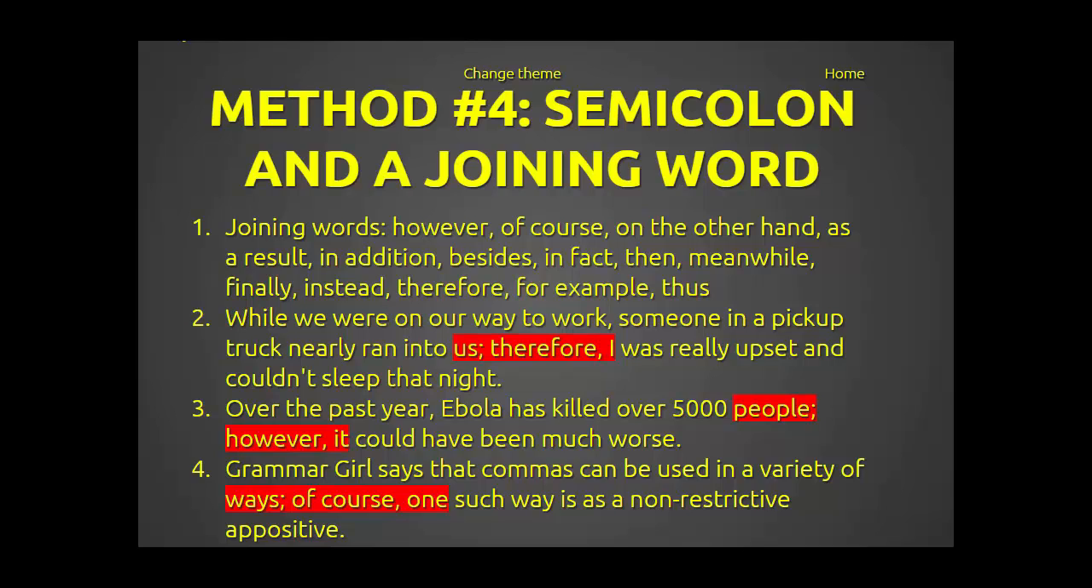So you can see I use therefore, however, and of course. And these words kind of match up with your conjunctions. So however is similar to but. Therefore is similar to so. Of course would also be similar to so. So you kind of want to think about what these mean when you use them.